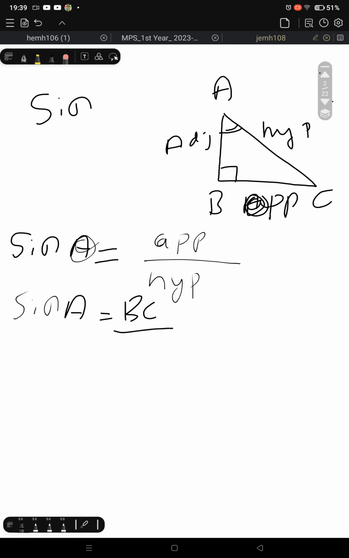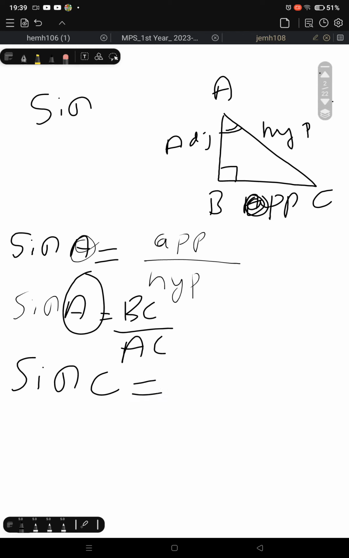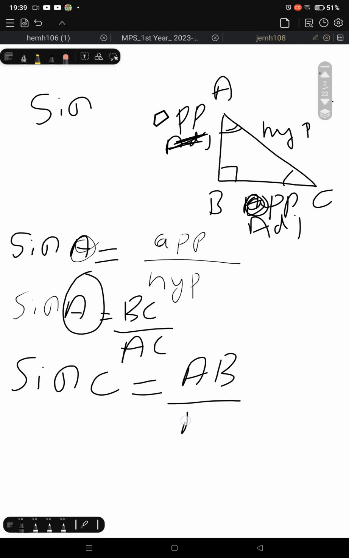BC divided by hypotenuse AC, when we consider angle A. But when we consider angle C, since two angles are there, we can make either one the main angle. So when we consider angle C, which one becomes opposite? This one. Yes or no? And this one becomes adjacent, so the exchange will happen. Now the opposite is AB, and the hypotenuse will be AC.